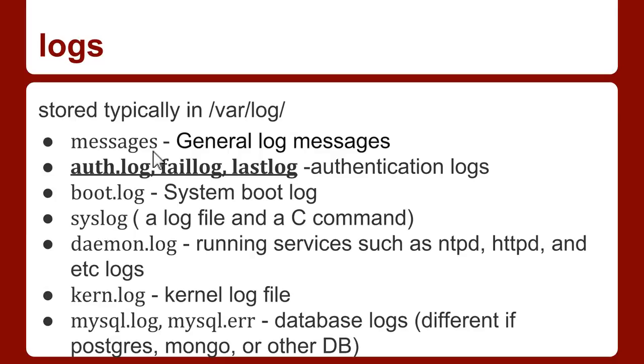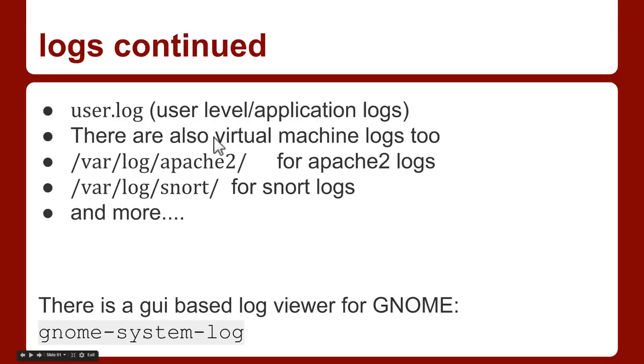So these are typically stored in /var/log, and the most common one is messages, and that's just the generic messages. However, ones that are useful for authentication are auth.log, faillog for failed login attempts, and lastlog for last login attempt and activity. The boot log, system log, etc. Usually daemons will have their own logs. For instance, MySQL server and web servers, like Apache 2, and also for intrusion detection, there'll be /var/log/snort and stuff like that. Virtual machines will have their own logs. And depending on the system, perhaps a GUI-based log viewer for your distribution of Linux and your desktop environment.